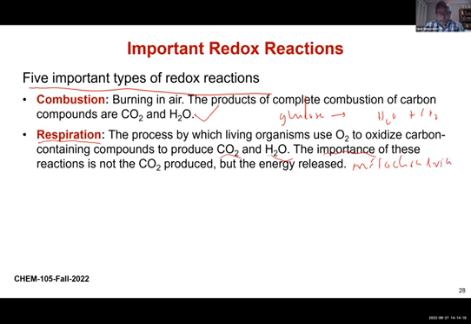The cells have mitochondria which produce energy from respiration. They produce ATP. That reaction is an oxidation redox reaction. That's the second important type.